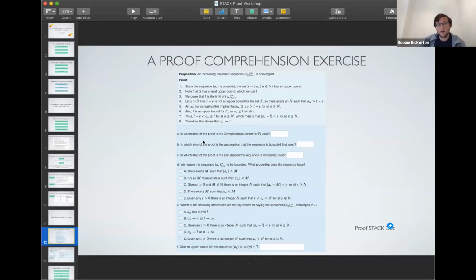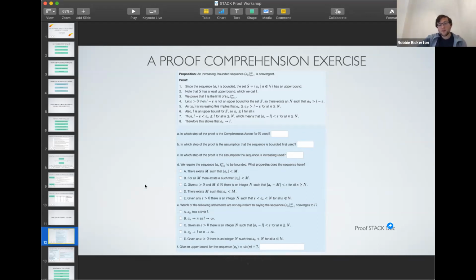Parts B and C are to do with students picking out the correct lines of the proof, so in this case, we want to know where the idea of a bounded sequence is first used and where an increasing sequence is used. Parts D and E are simple multiple choice questions that are asking the students to pick out the correct definitions of boundedness and convergence. And part F is to find some form of example. So we want the upper bound for the sequence sin of n plus 7.